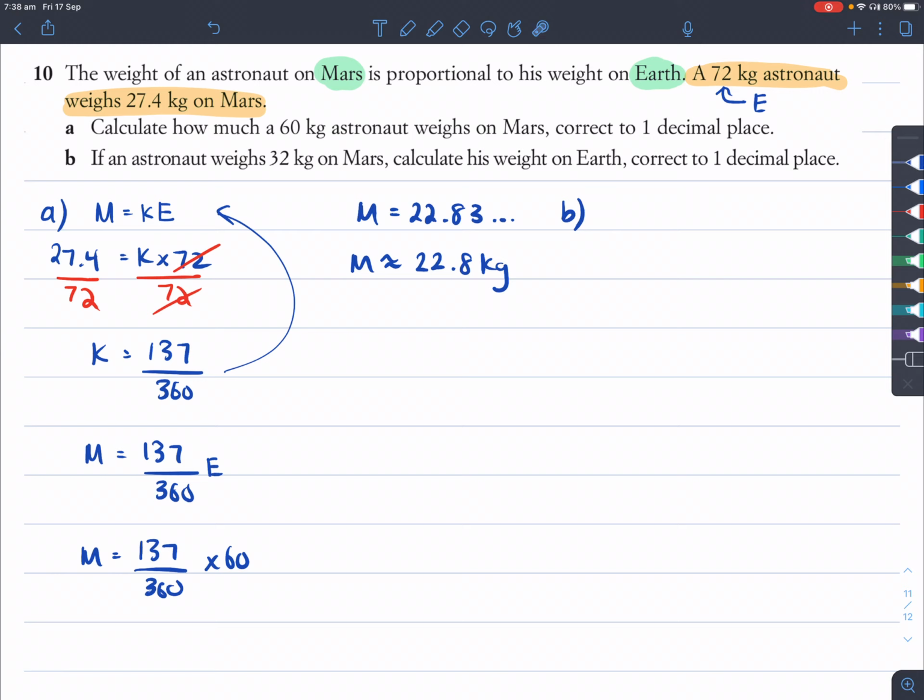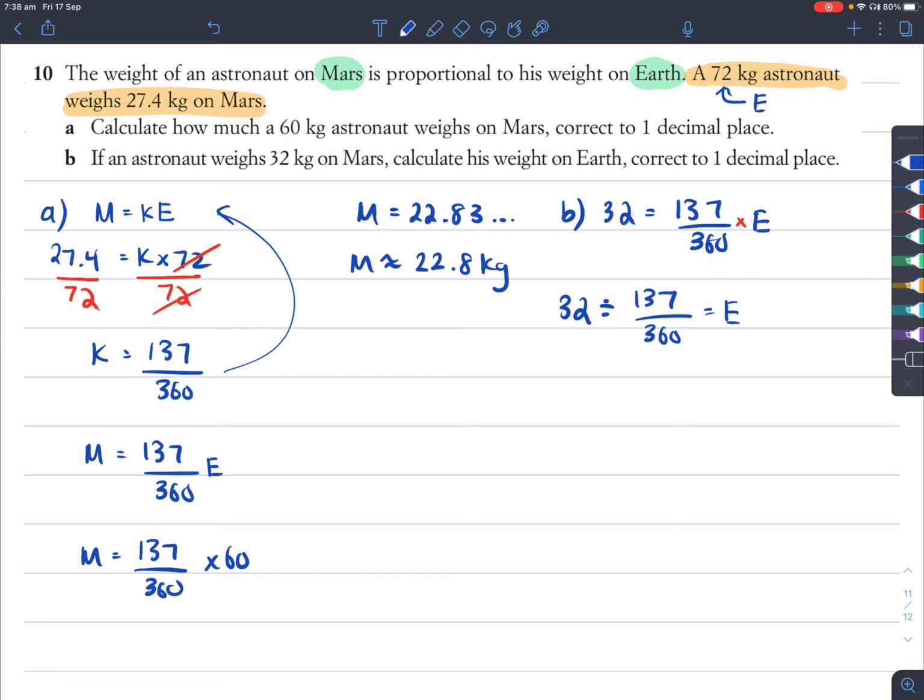Now for question B, if an astronaut weighs 32 kilograms on Mars, calculate his weight on Earth. So this time we're given M, we're trying to find out E. So 32 will now equal 137 over 360 times E. There's an invisible times in the middle there. But if we undo this, that means we're going to divide that over. So we're going to write 32 divided by 137 over 360 equals E.